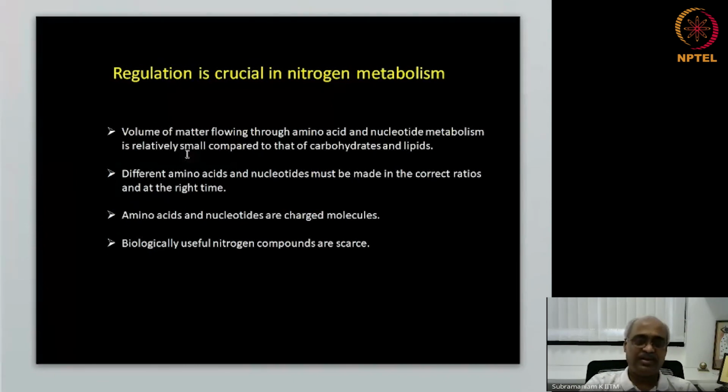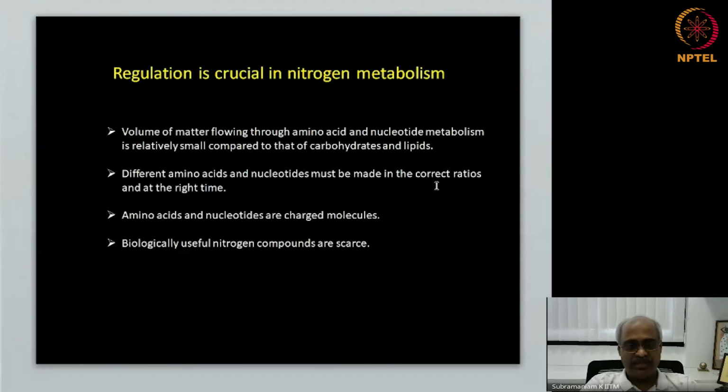The first point is that the volume of matter, the bulk flow through these pathways that we are going to learn, is really low compared to the bulk flow through carbohydrate and lipid metabolism. They are the main things. The bulk of the matter is in the form of carbon, hydrogen, oxygen without phosphorus or nitrogen. Those are the carbohydrates and lipids.